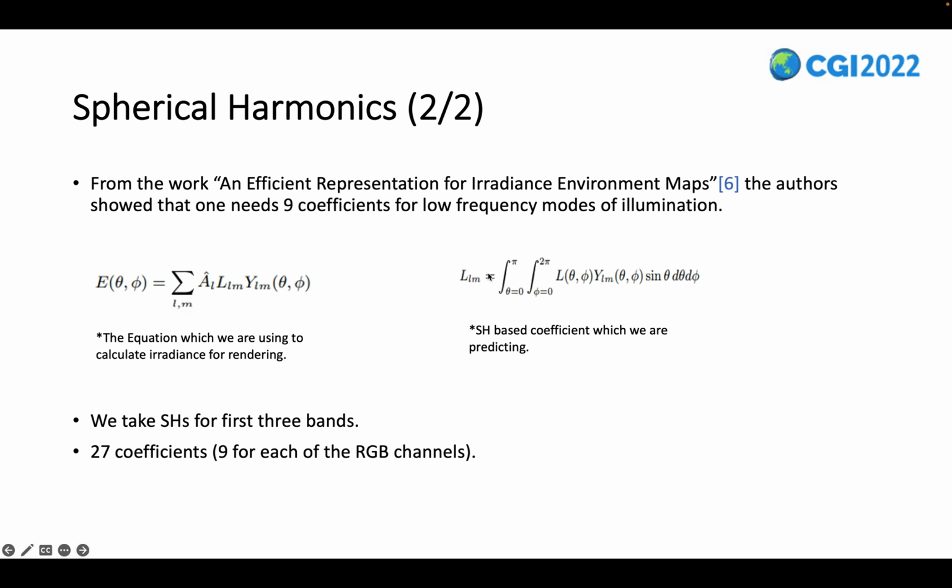So once you predict this L subscript LM, we plug this into this equation, then we get the irradiance, and with the help of irradiance we do the rendering. So we take 9 coefficients for each of the RGB channels, so that basically gives us 27 coefficients.